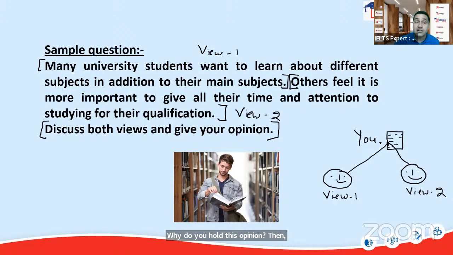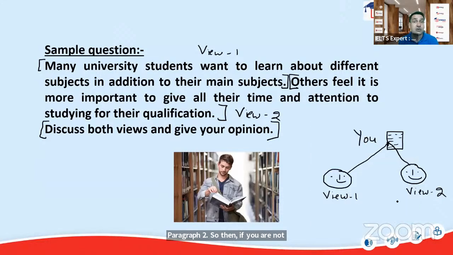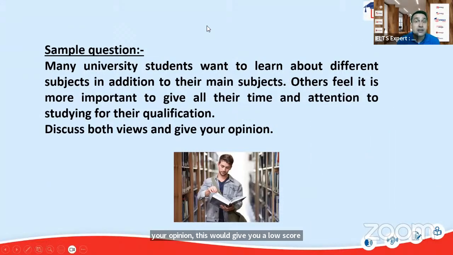So when you are given discuss both views and give your opinion, you need to remember that you are not going to criticize either view. Usually a student starts to criticize, and then you need to express your opinion as well. So you would be expressing your opinion, but you need to discuss both sides from their point of view. So you are going to ask view 1 in body paragraph 1, then view 2 in body paragraph 2. If you do not express your opinion, this would give you a low score. So it's important that you write what you believe.